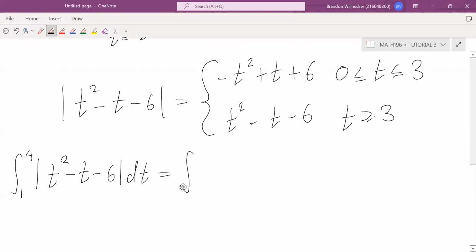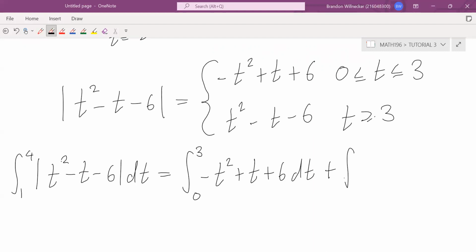we have to integrate the first bit of the function on the first bit of the interval. So that's from 0 to 3, minus t squared plus t plus 6. And then we have to integrate the second bit of the function on the second bit of the interval. So that's from 3 to 4, t squared minus t minus 6 dt. So you see we've got the first bit of the function on the first bit of the interval plus the second bit of the function on the second bit of the interval.